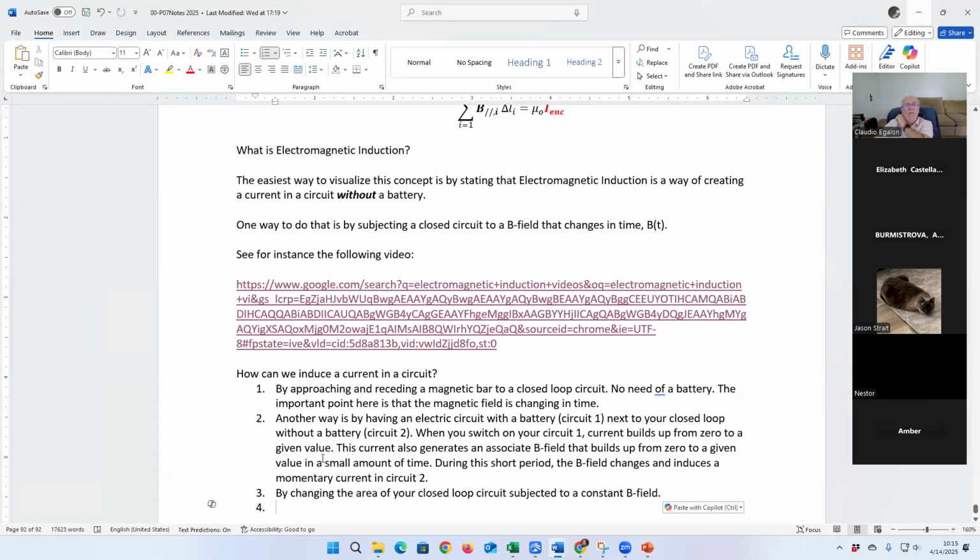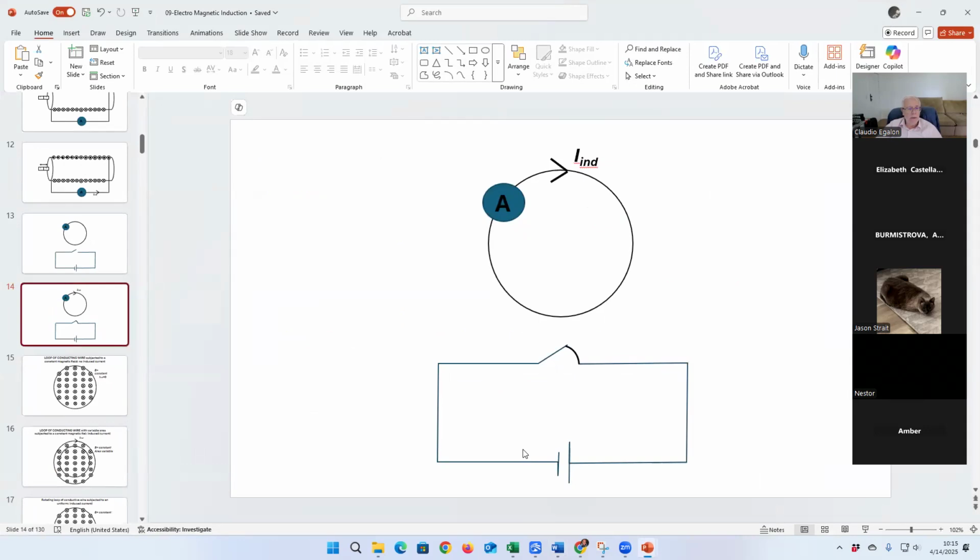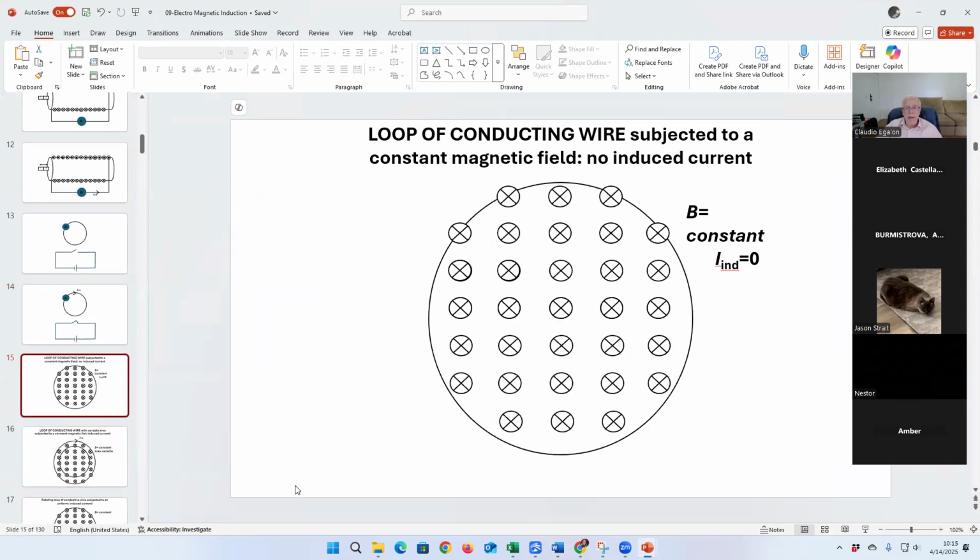It always involves a magnetic field. You have to have a magnetic field in there. Another way of inducing a current in a circuit would be, here you go back to a circuit in a magnetic field. But in this case, you can have a constant magnetic field, right? The induced current is going to be 0.